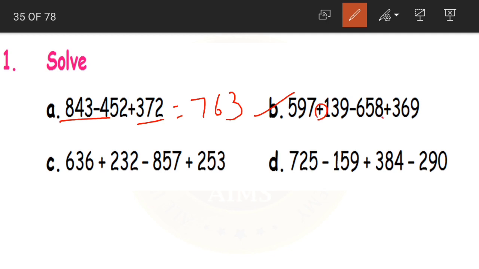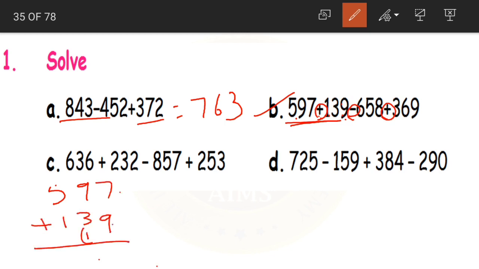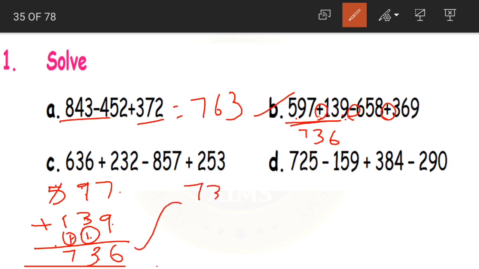Again we have two additions and one subtraction. What to do? First we have our addition symbol. So we will add 597 plus 139. Now 7 plus 9, 16. 1 here, 6 here. 9 plus 3, 12. 12 plus 1, 13. Again 1 carried. 5 plus 1, 6. 6 plus 1, 7. What answer did we get children for addition? 736. Now what do we need to do?